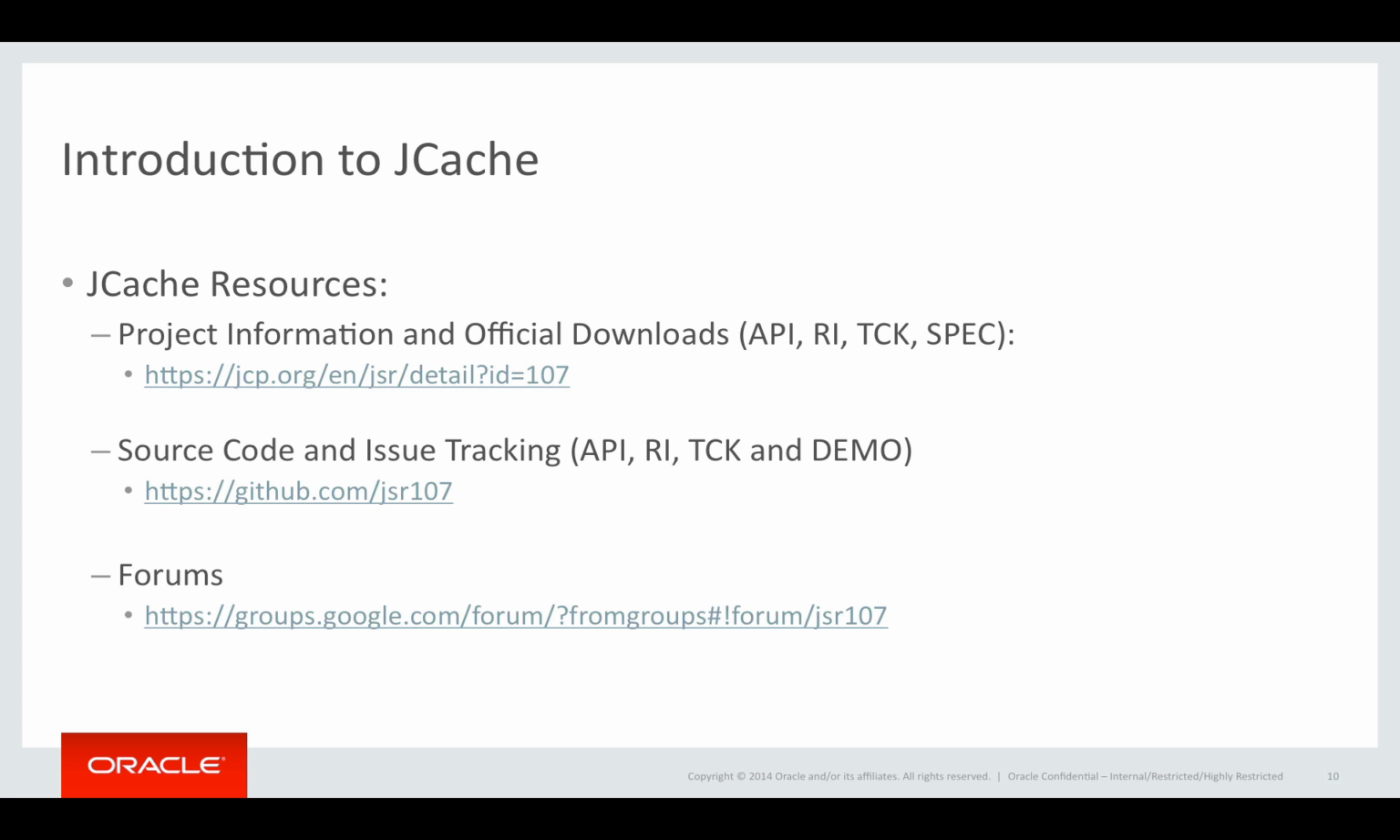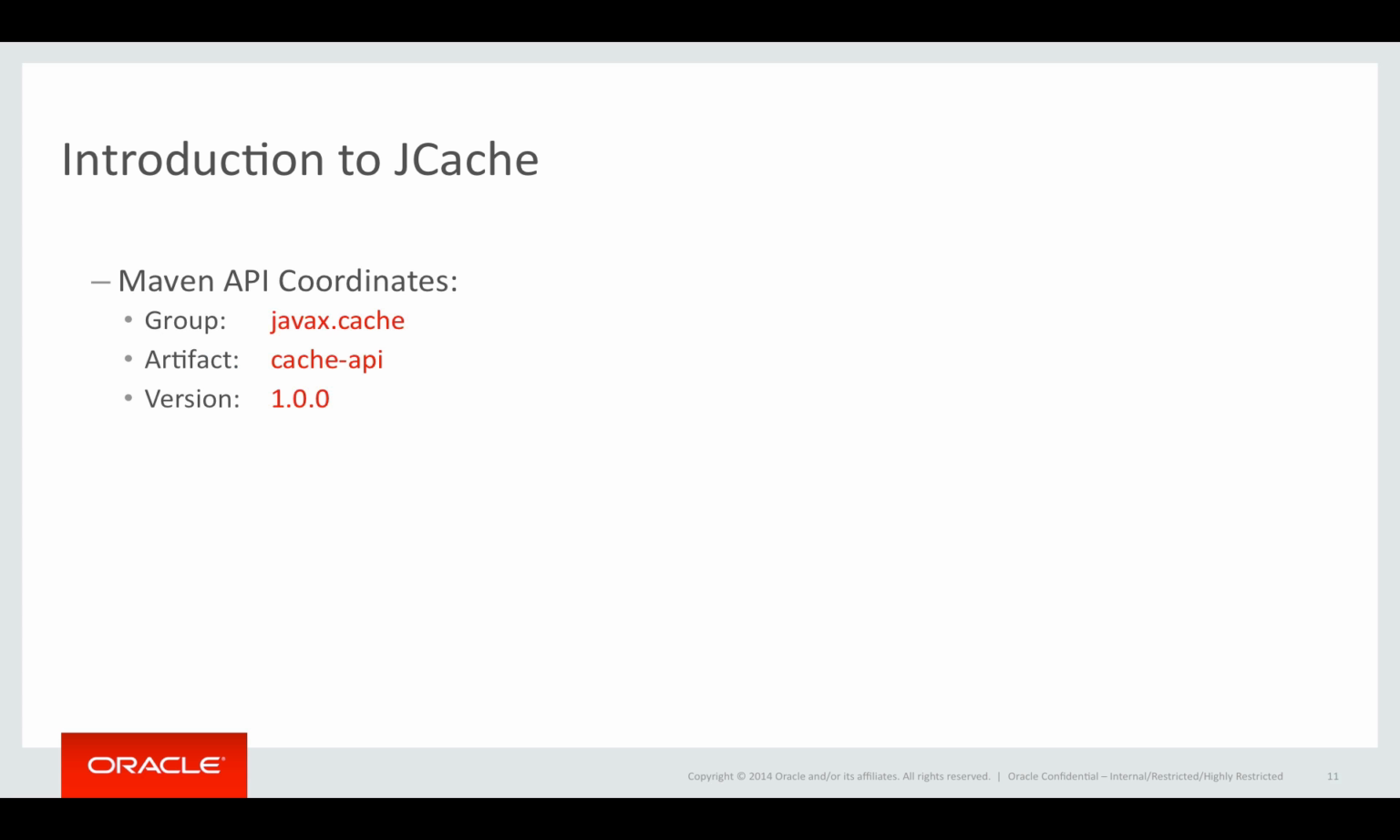Secondly, we provide the list of contacts for the members of the expert group, including the leads, for example myself. We also make available the entire source code, including again the RI, the API, the JCache, and some demos using JSR 107. This is available via GitHub. And lastly, there's a forum site managed by Google Groups where you can contact the expert group and talk to the community and post questions, for example about JCache.